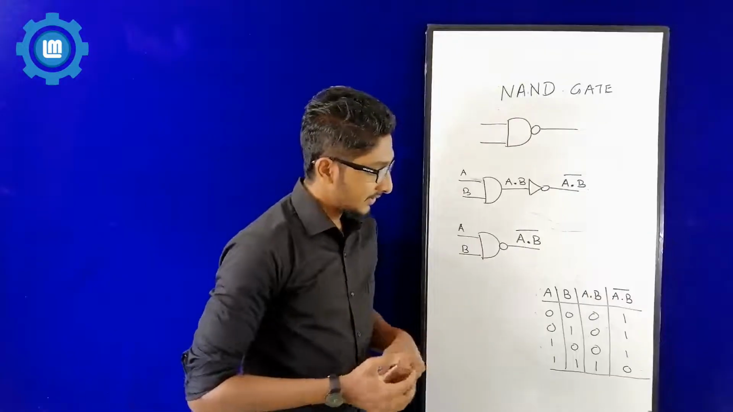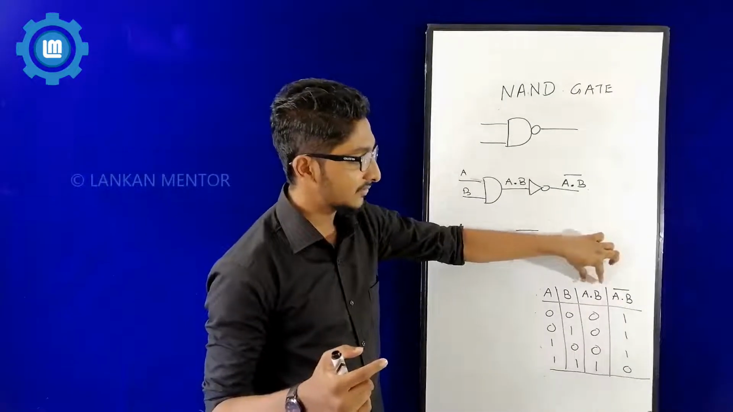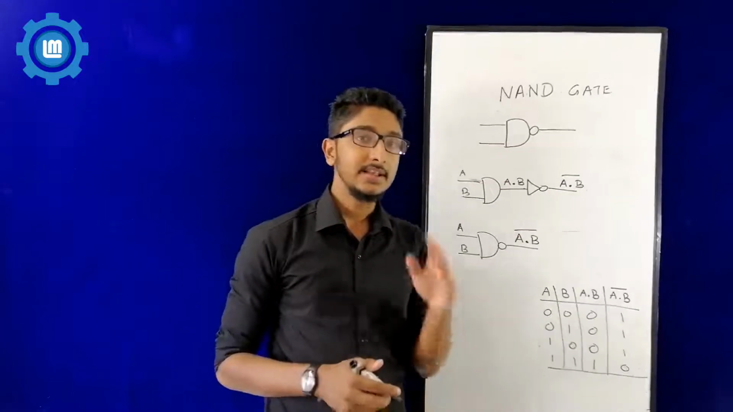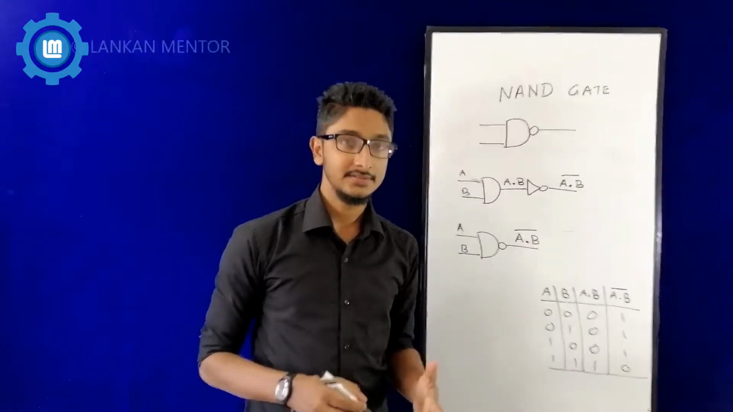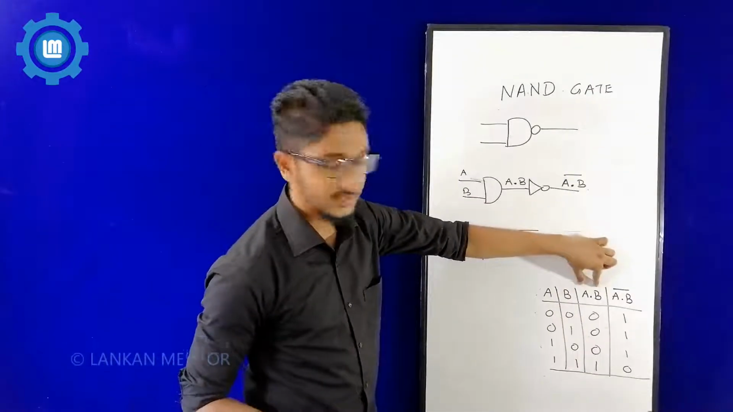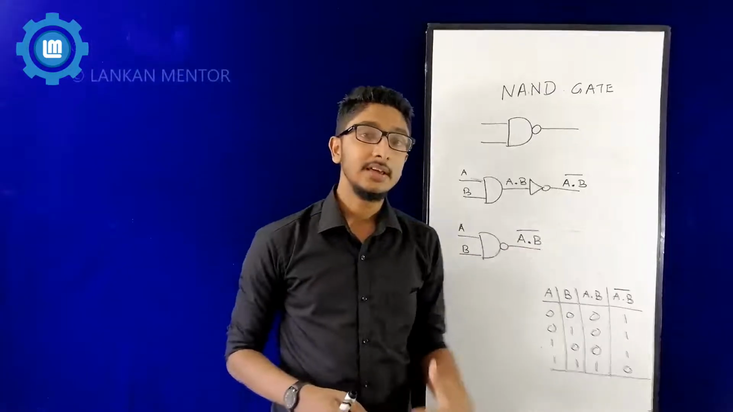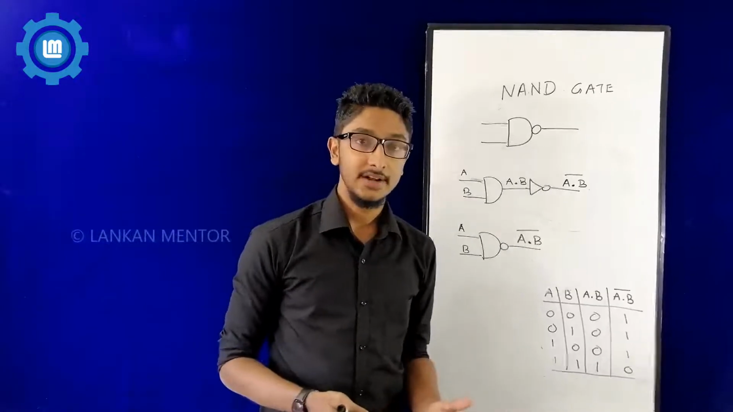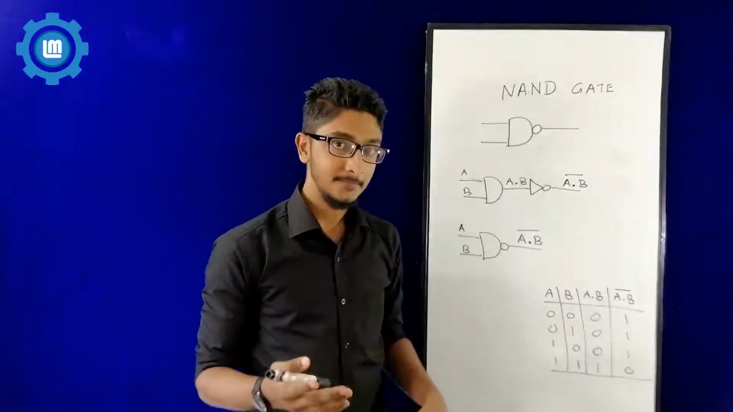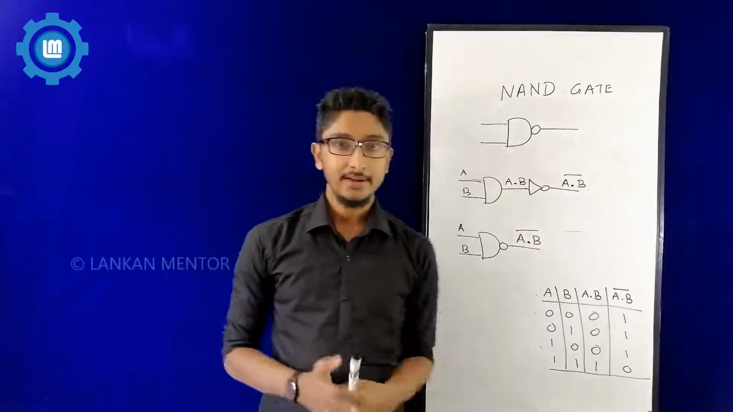Right. So you see, again I'm saying it's better to write A dot B first and A dot B bar separately, because there is a possibility of making mistakes. If you write it together, if you neglect this step and just write A dot B bar, then sometimes you may come up with mistakes. To avoid the mistakes, write A dot B first and A dot B bar second. Okay, right. So that's the NOR gate and NAND gate.